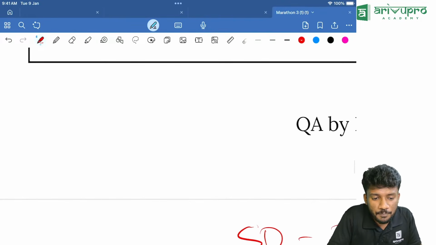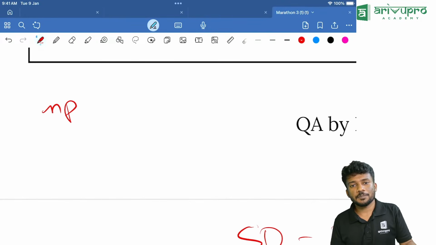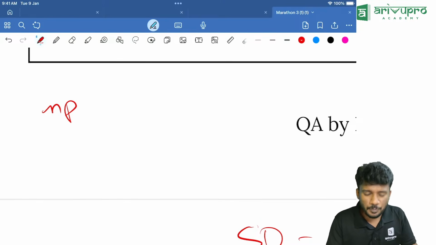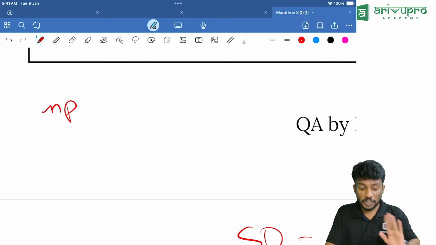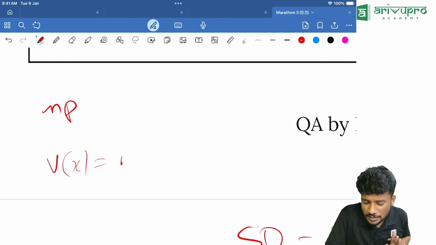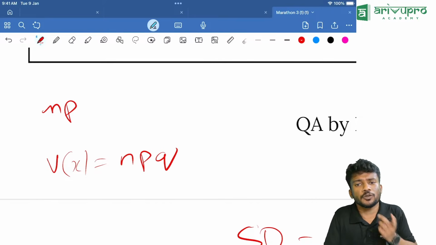So what is going to happen? Mean is what? The mean is nothing but NP. What is N? Number of trials. Then what is P? Probability of success in a single trial. Then what is variance? Variance of X is what? The variance is nothing but NPQ. N into P into Q.